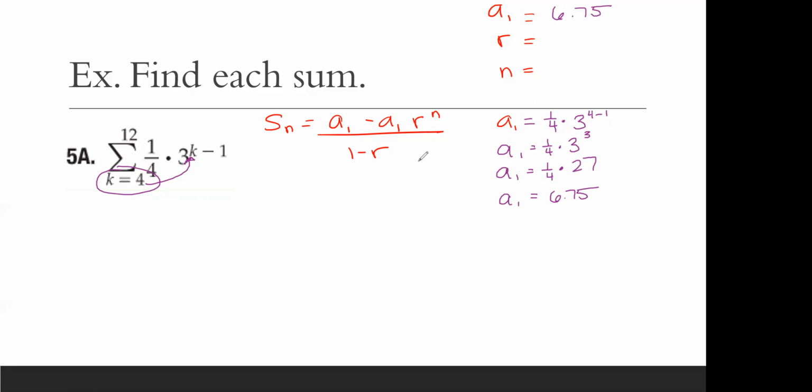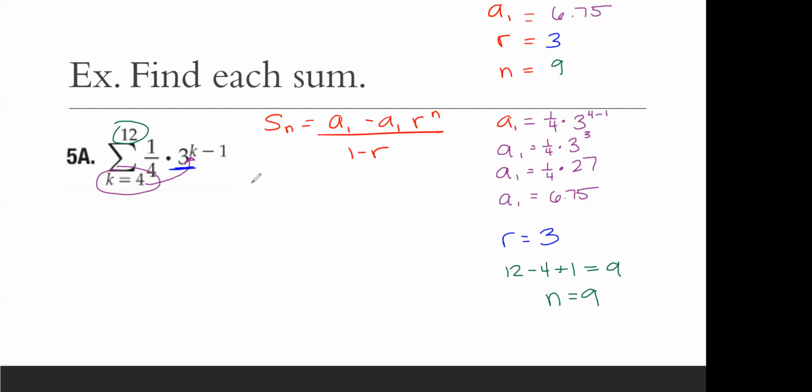So then what we need is r, the common ratio. Well, r is equal to the base of the exponential function. So the base here is equal to 3, so that means r is equal to 3. The next thing that we need is the value of n. The way we figure out n is we take this value here. There's 12 terms. We started with k is equal to 4, so we would subtract 4 and then add 1, and that ends up being 9. So n is equal to 9.